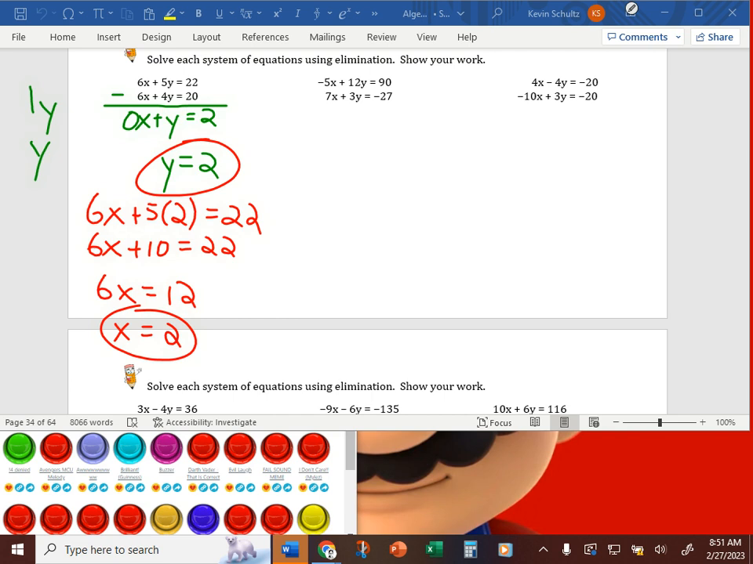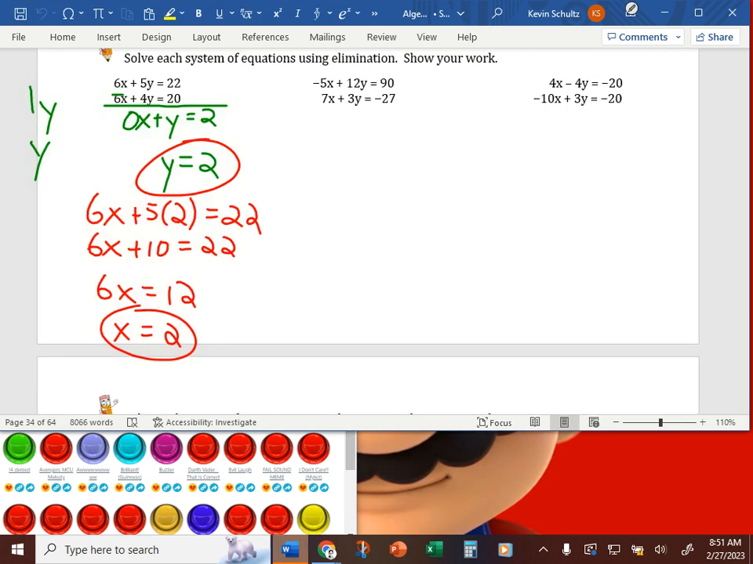Negative 5x plus 12y equals 90, and 7x plus 3y equals negative 27. Let's just start with what are our options here? If you wanted to eliminate x, meaning get the coefficients to be the same for your x terms, what would you have to go to here? What would you most likely do?